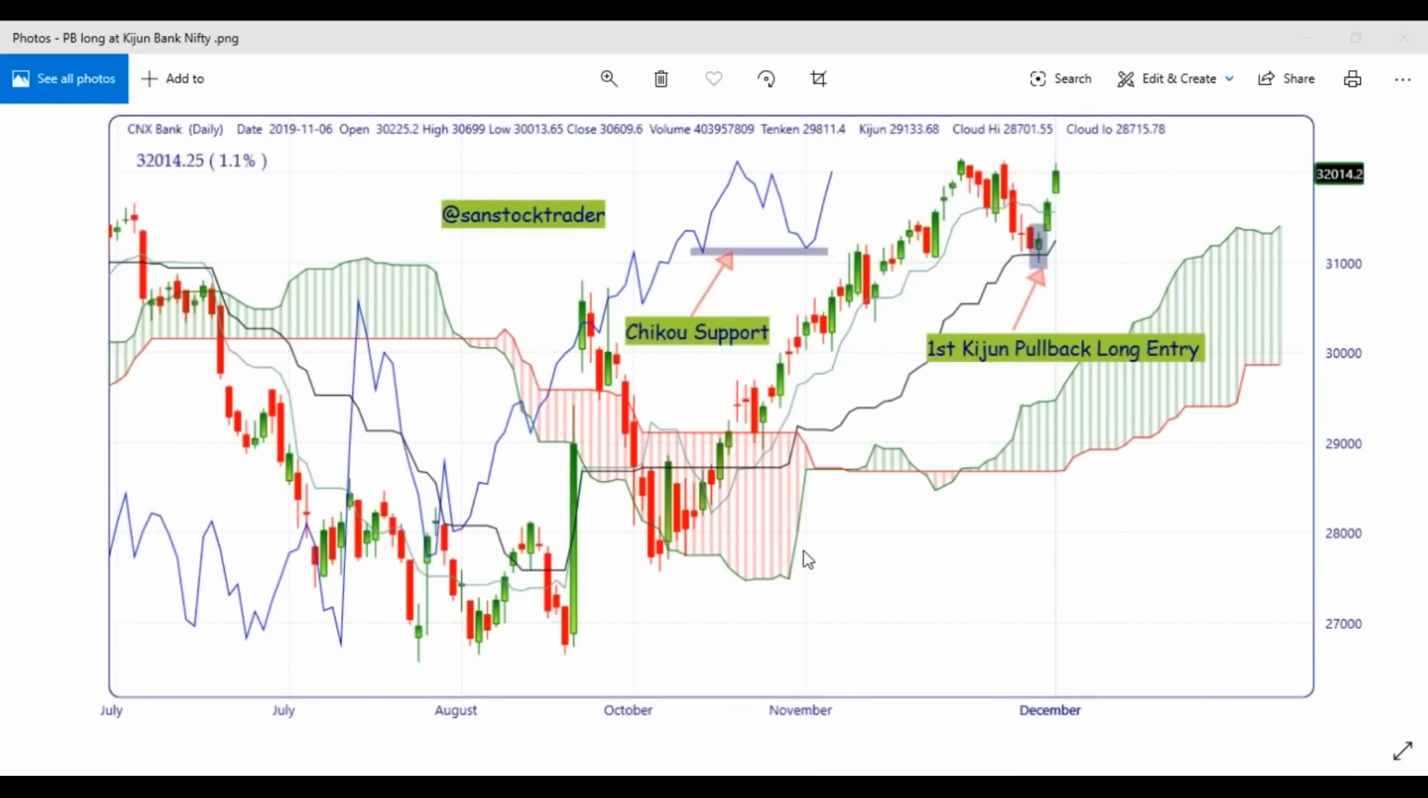Okay, so here is the chart of Bank Nifty. And let me tell you guys, this Kijun pullback strategy works really, really well on indices. That means Nifty and Bank Nifty, and this strategy worked extremely well in all time frames, starting from 15 minute, 30-minute, hourly, and daily.